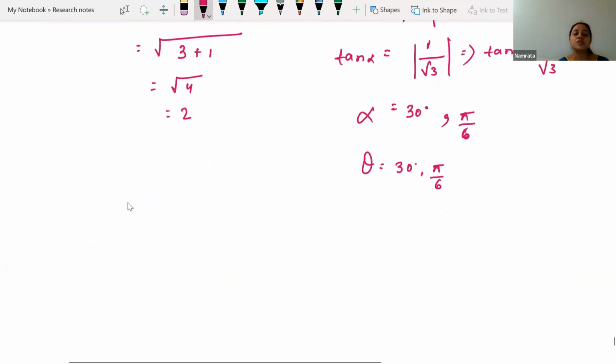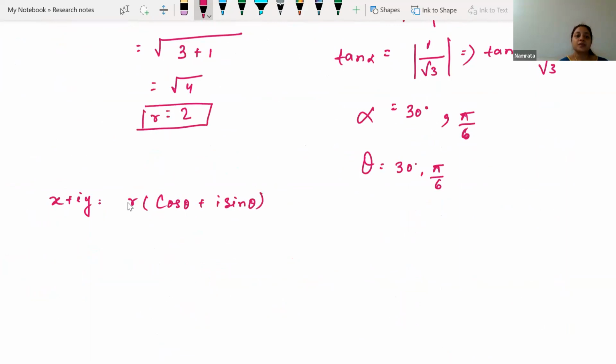That is, it was in the form of x plus iy, and we wanted to convert it into the form of r cos theta plus I sin theta. R we have already found, R is 2. And cos 30 plus I sin 30. Is it clear so far? Yes, ma'am. This is how we will be converting Cartesian form into polar form. We just have to find R and we just have to find theta.